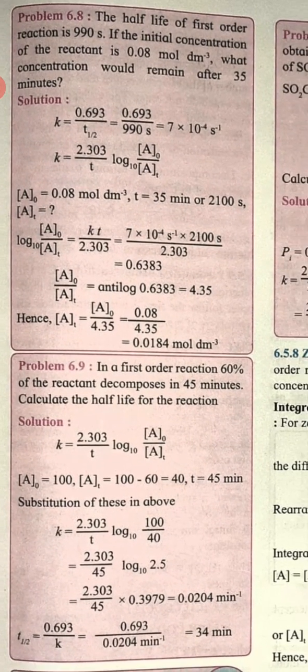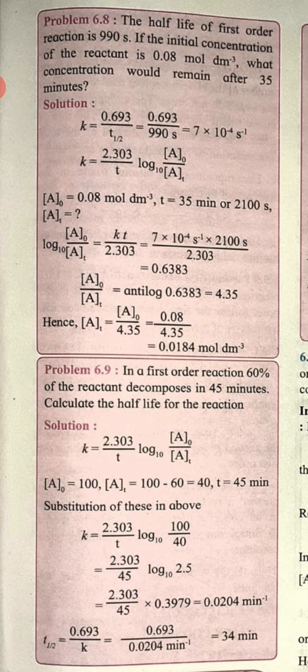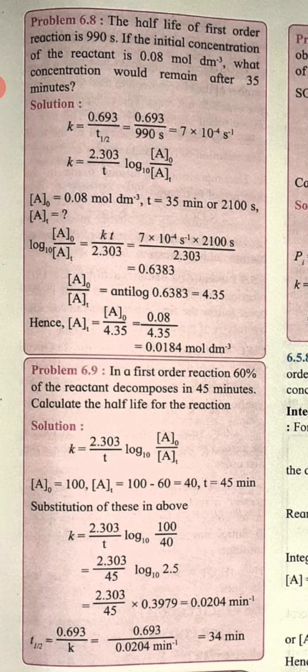First example, on the basis of half-life period and integrated rate law equation. The half-life of a first order reaction is 990 seconds. If the initial concentration of the reactant is 0.08 mole per decimeter cube, what concentration would remain after 35 minutes? So what values are given here? The half-life period of the first order reaction, t half, is given as 990 seconds. So first of all, calculate the value of K.